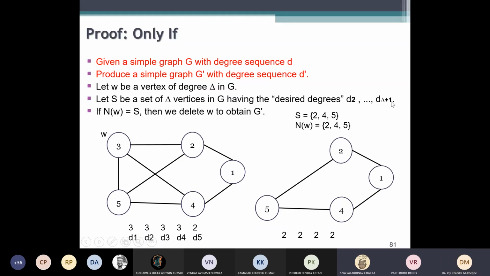If N of W equals S, then we delete W and we will get G prime. So what it tells is, there are two things that can happen.